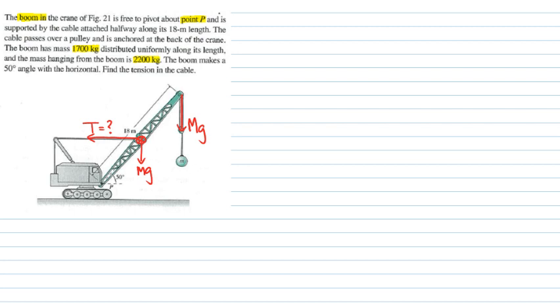We're given some information about the angle that the boom makes with the horizontal. That angle's 50 degrees. And we should be able to find the tension in the cable from all this information. So let's just start off by interpreting this once again.